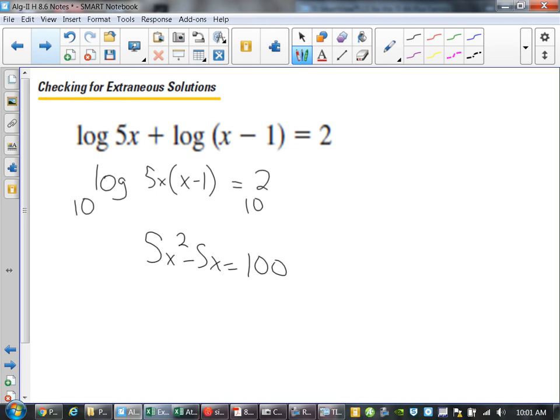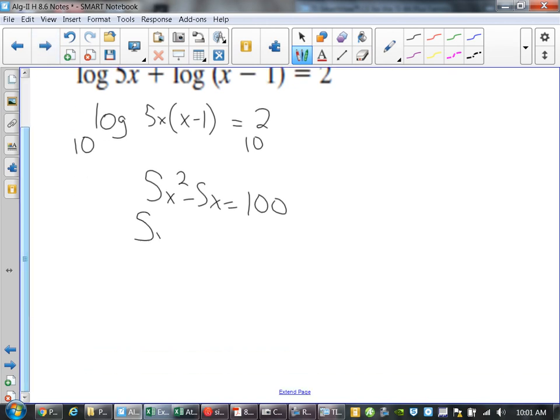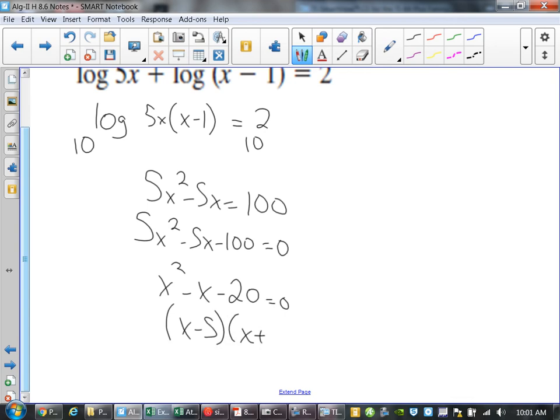We'll subtract the 100, set equal to 0, and divide everything by 5. What times what is negative 20? You add together to get negative 1. That gives you possible solutions at 5 and negative 4.